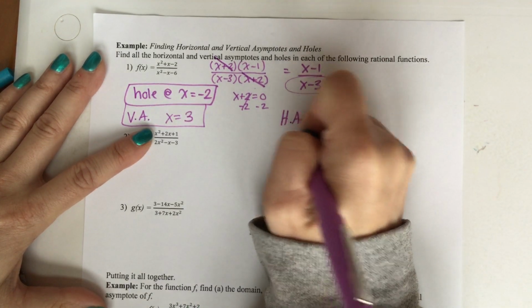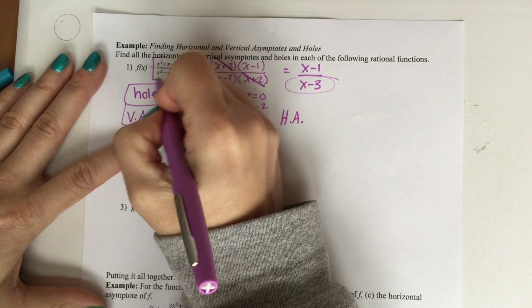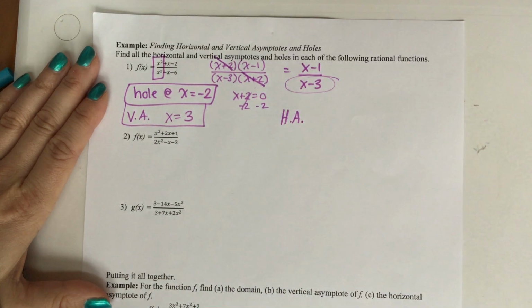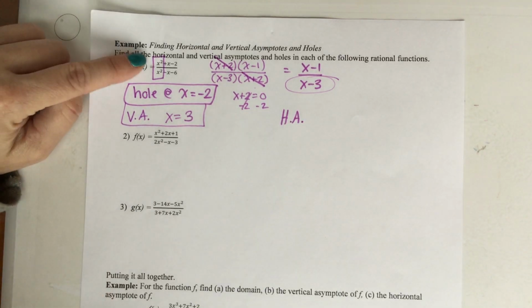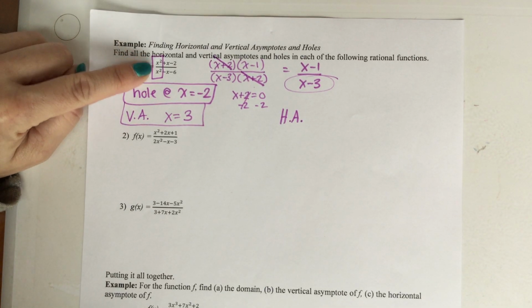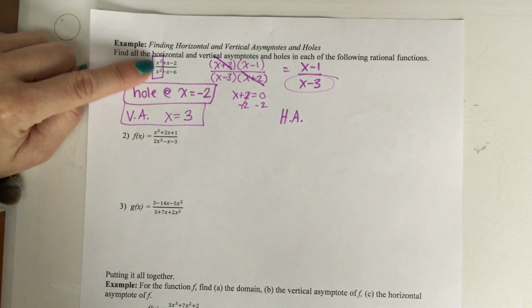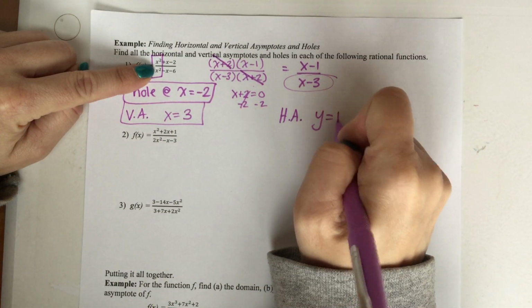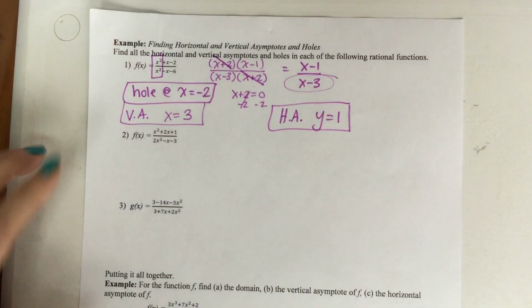Your horizontal asymptote, go back and look at the original. Both of these polynomials have a degree of 2. So in order to find your horizontal asymptote, you divide the leading coefficients. The leading coefficient here is a 1. The leading coefficient here is a 1. 1 over 1 is 1, so we have a horizontal asymptote at y equals 1.